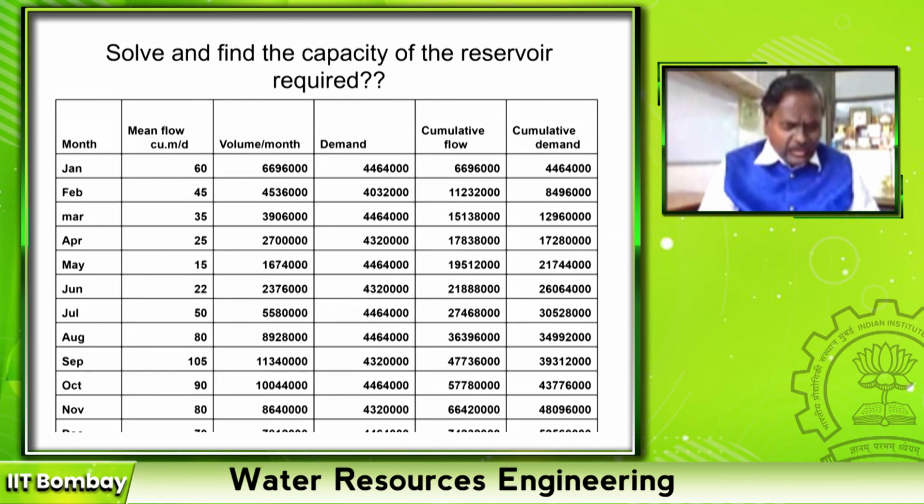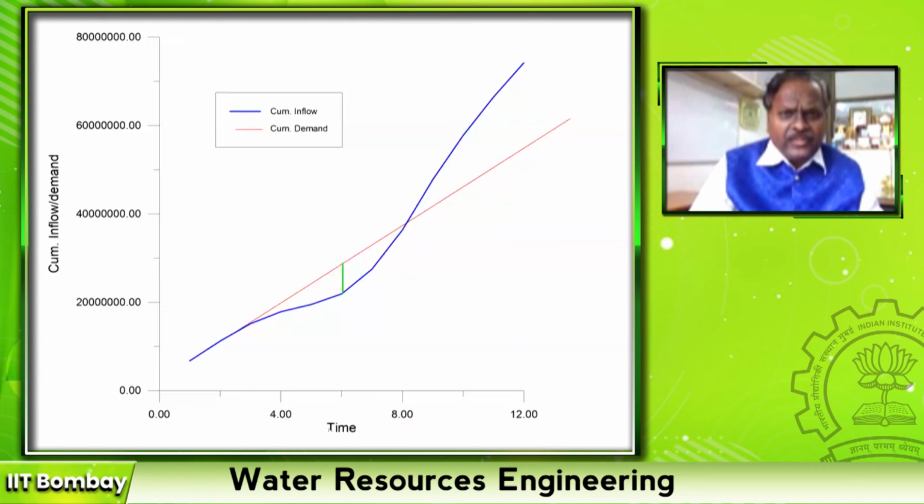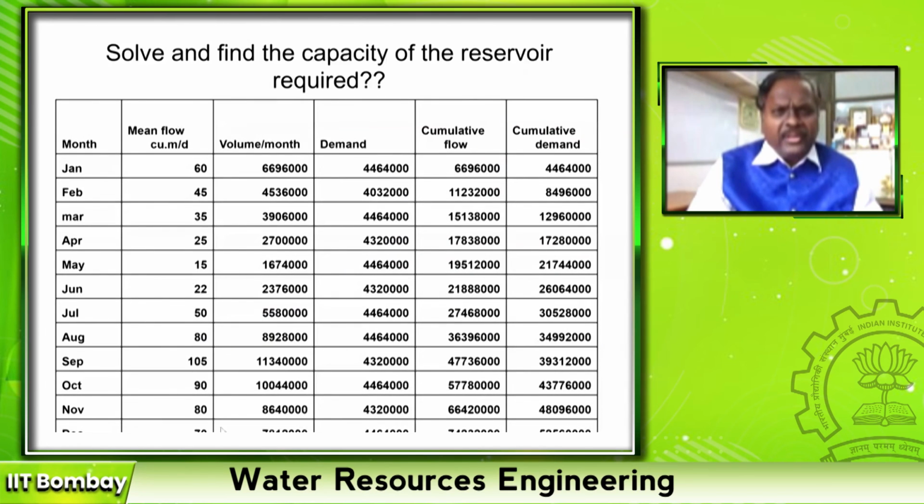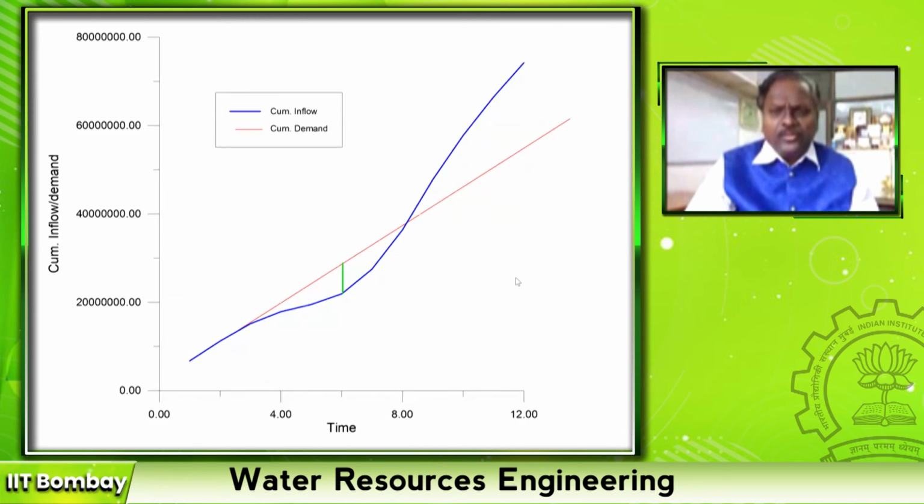16 meter cube per day. I think these two values are interchanged. We will check this later. So then you estimate the mean inflow, convert that into volume per month, and then the demand. Find out the cumulative flow and cumulative demand.